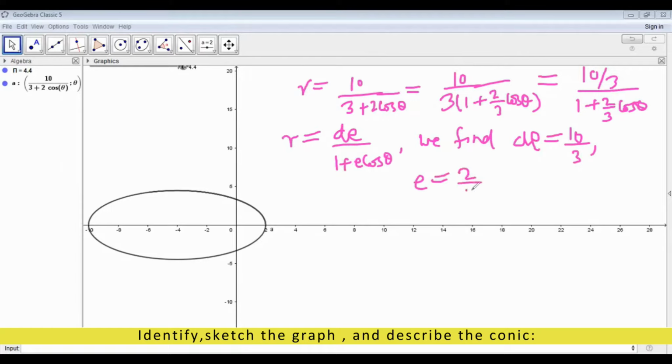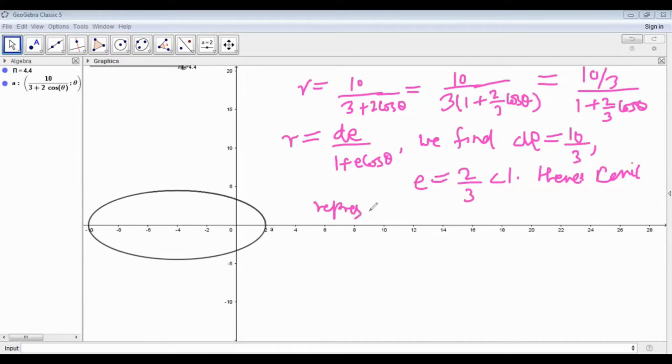So obviously 2 by 3 is less than 1. Hence the conic represents an ellipse. Next we have to sketch the graph of this conic, this ellipse.